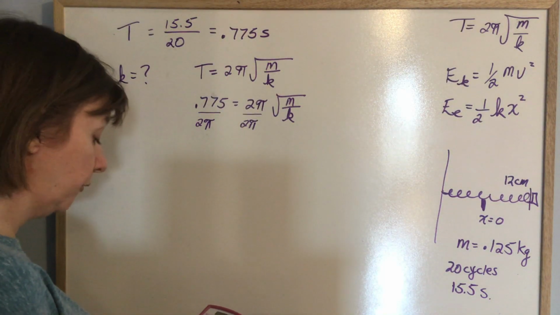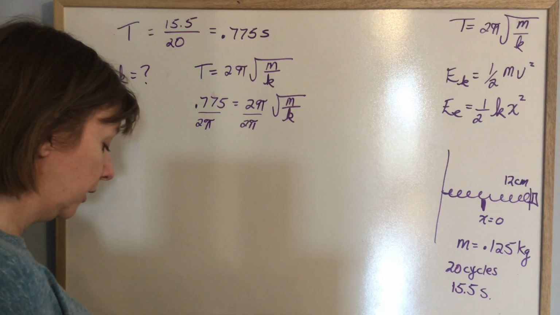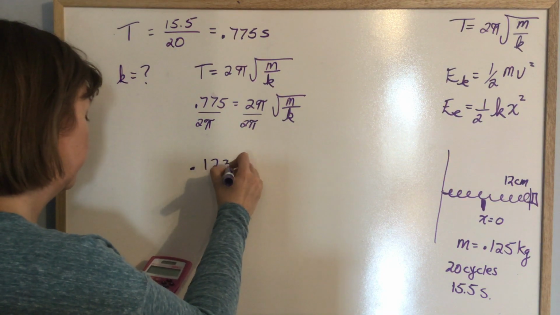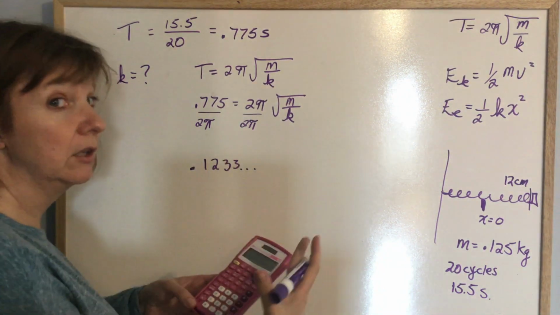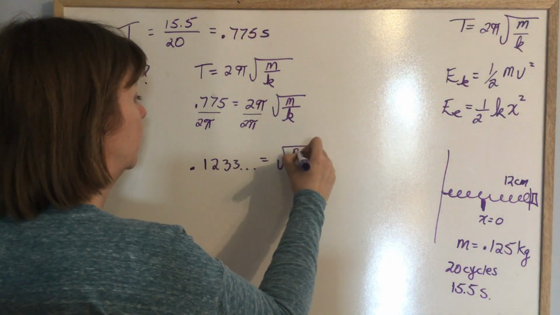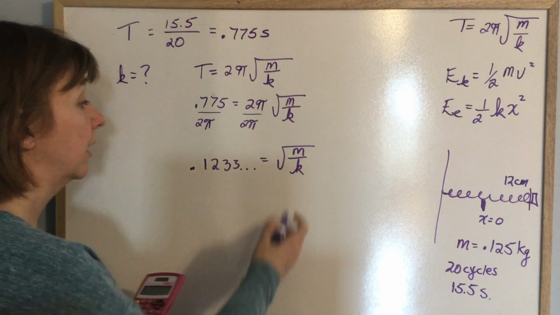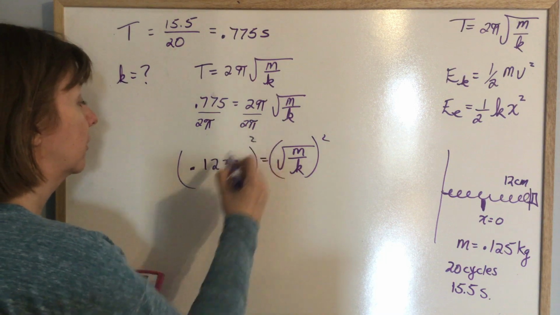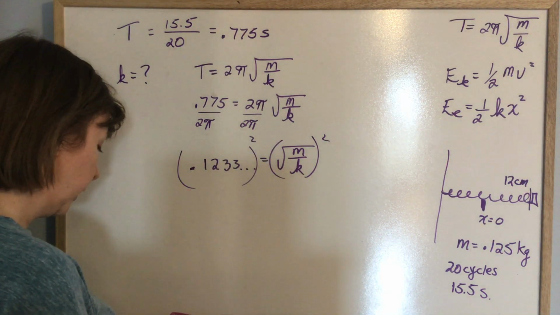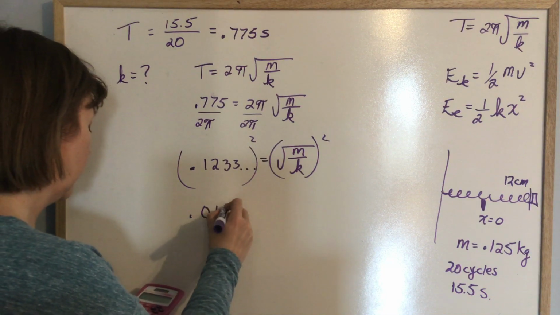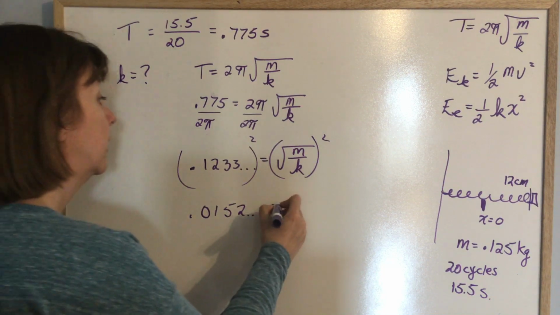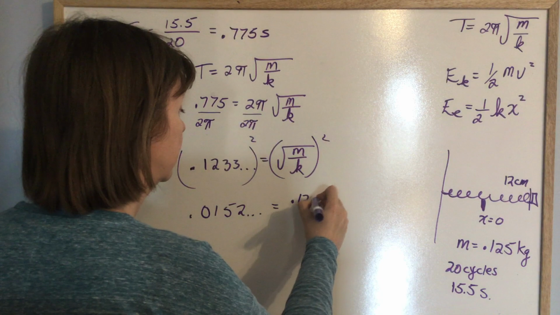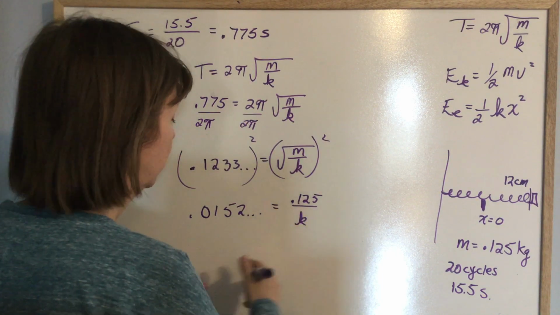So 0.775 divided by 2 pi, and I'm putting 2 pi in brackets just to be sure, gives me 0.1233, and it keeps on going, so I'm just not clearing it in my calculator, is equal to the square root of m over k. Now remember, I'm trying to find k, so I'm going to get rid of the square root by squaring this side. So I'm going to square my answer. So now I have 0.0152, and again it keeps on going, is equal to m over k. And I know my mass is 0.125 over k. So I'm going to multiply both sides by k.